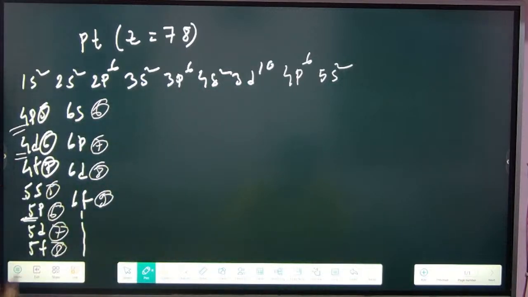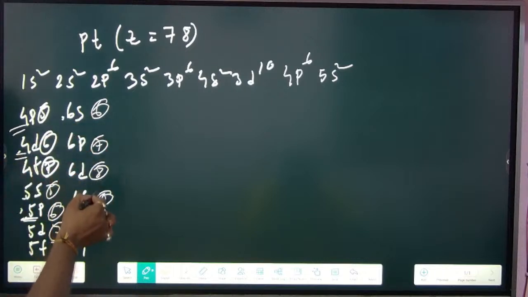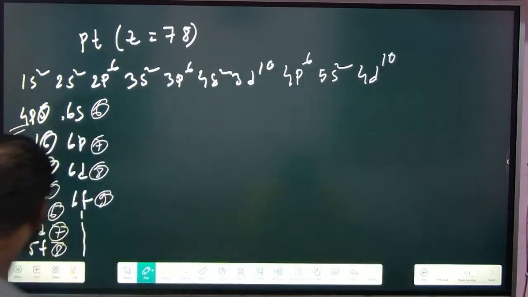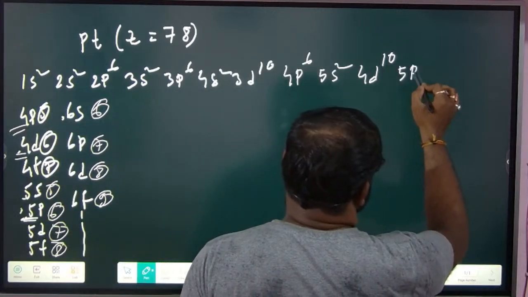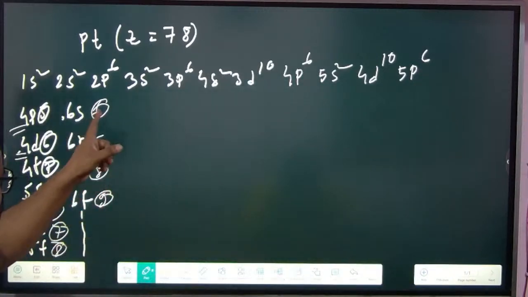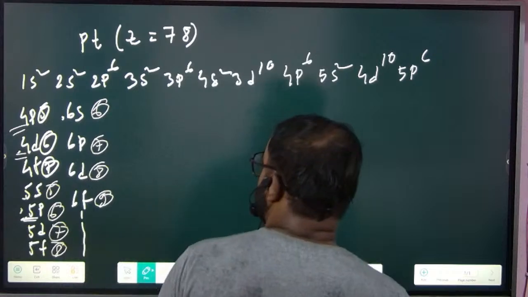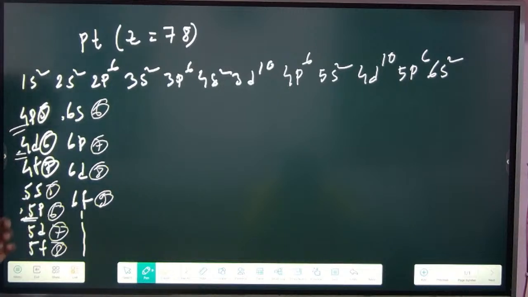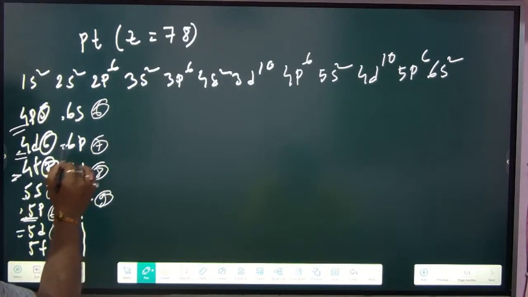Next 6, what are the 6s? There are 4d, then 5p, then 6s, no more, 4d will come first, 4d10, now 6, 5p6, then what, 6s2. Now 6 is done, now 7, the first one, then the second one, and this is the third one.